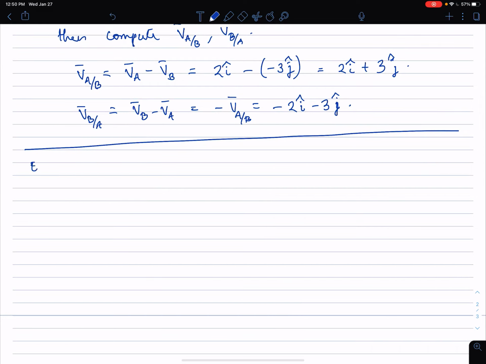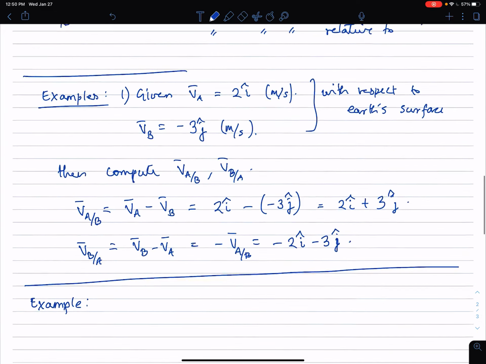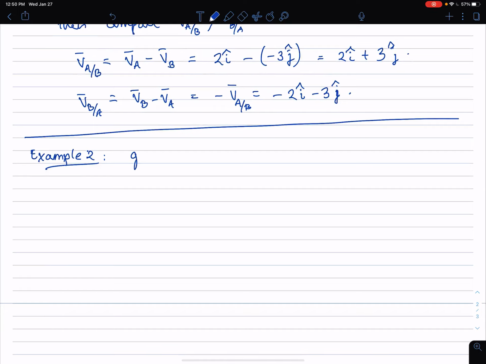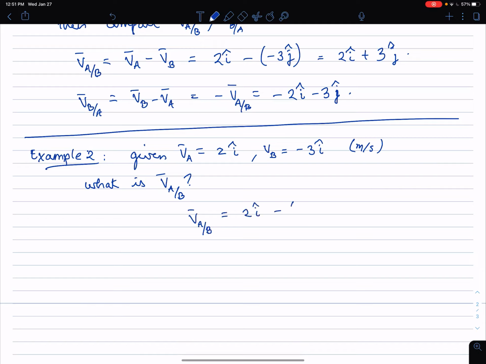So another example. Let's do a simpler example to get some intuition. So given VA equals 2I, VB equals minus 3I, what is VA with respect to B? So basically this object is moving to the right with 2 meters per second. Let's say everything is in meters per second. And this object is moving to the left with 3 meters per second. That's the negative sign. So VA with respect to B is going to be 2I minus 3I, and that gives us 5I.